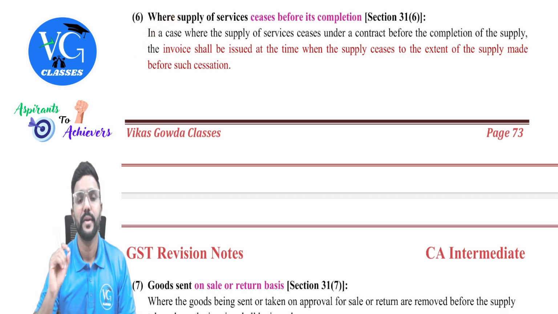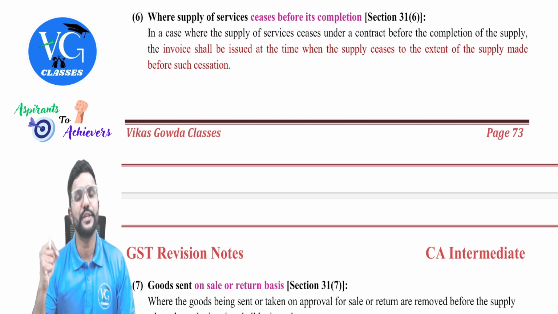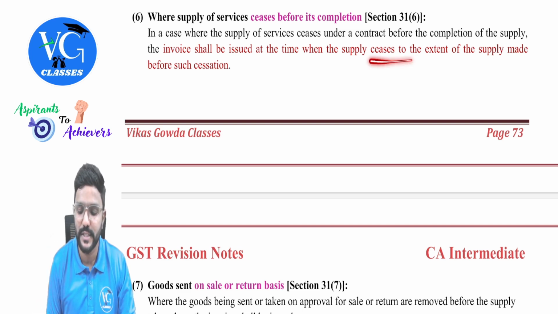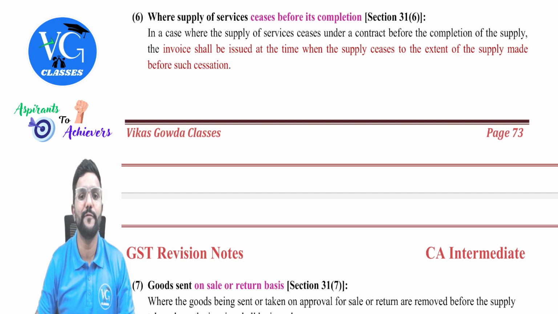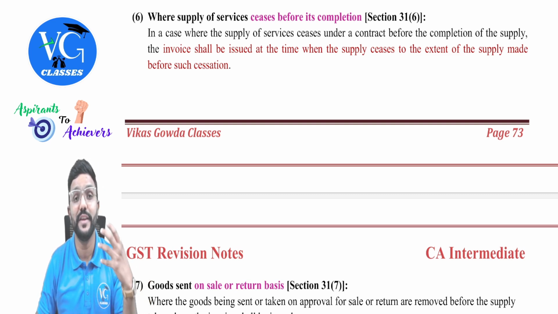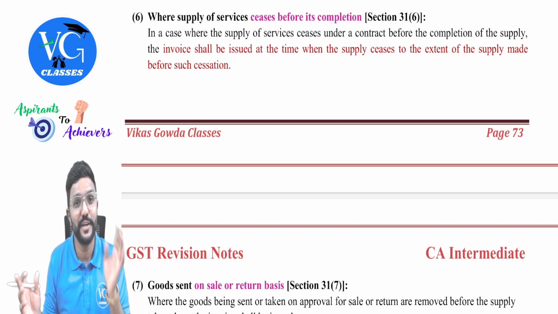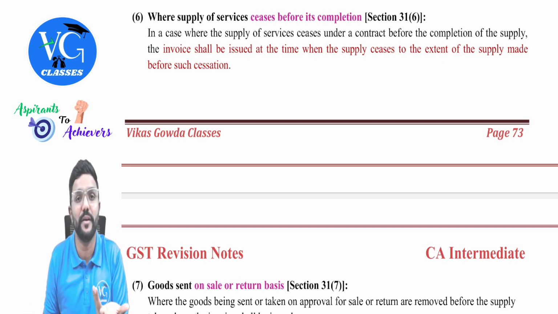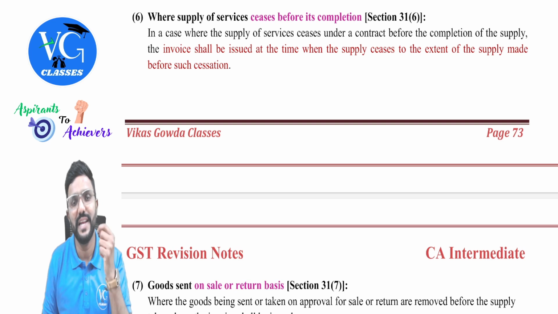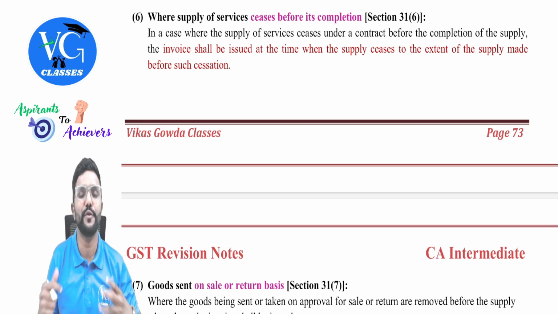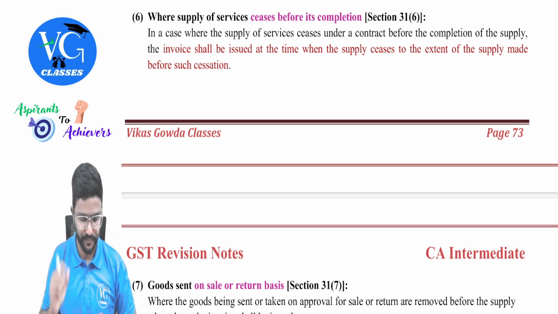Let me read it. In a case where the supply of services ceases under a contract before the completion of the supply, the invoice shall be issued at the time when the supply ceases, to the extent of supply made before such cessation. I cannot issue an invoice for full 12 lakh, that is 1 lakh into 12 months. No, I didn't render the full service, right? Yes, throughout the year. I have given only 3 months of services, for which I am eligible to receive 3 lakh payment. So for 3 lakh, I need to issue the invoice on or before the cancellation date, guys.